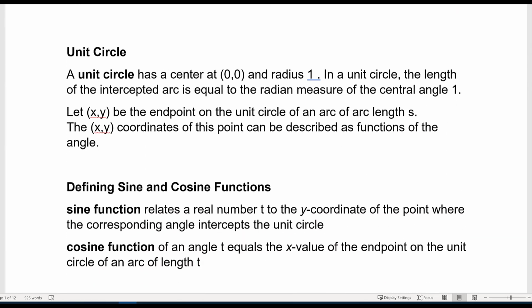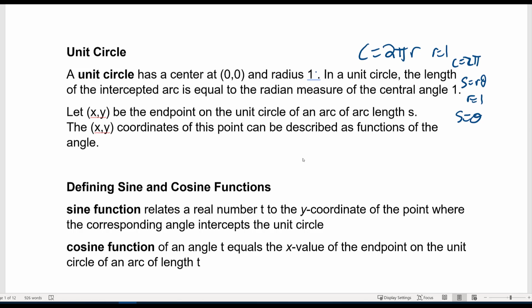So a unit circle is a circle that has a center at 0, 0, and its radius is 1. Hence unit, it's 1. In a unit circle, the length of the intercepted arc is equal to the radian measure of the central angle of 1. Because our circumference c equals 2 pi r, and if r is 1, then c equals 2 pi. And think about our arc length, s equals r theta, and if r equals 1, then s equals theta. So think of that, reference back to 7.1.